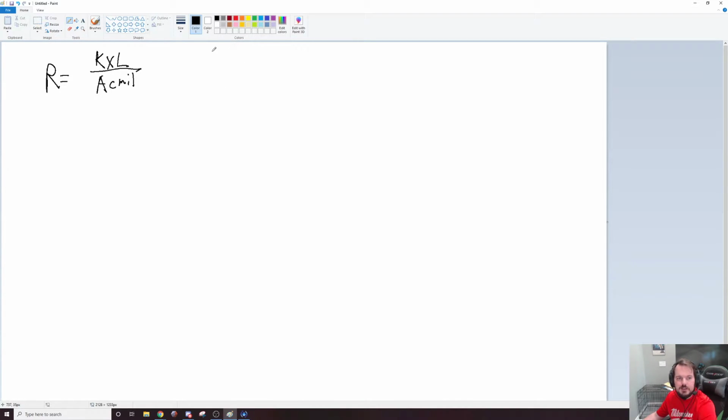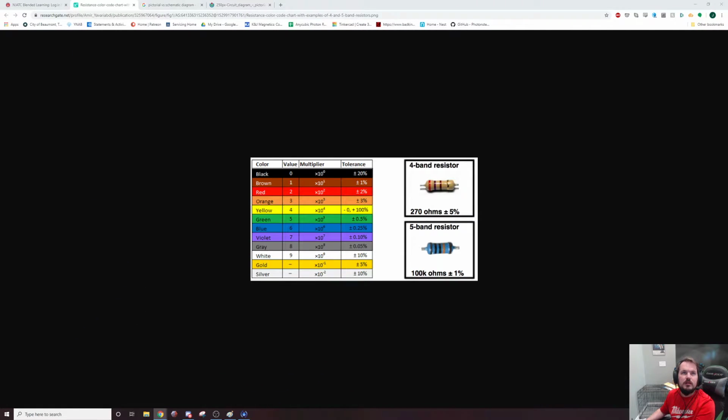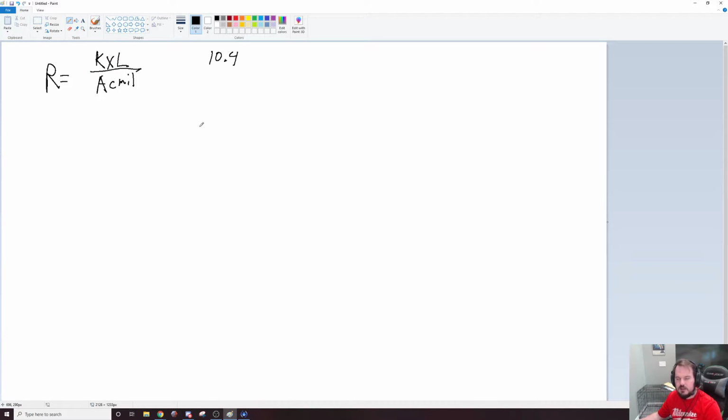So for this one, copper is 10.4, the length is 15,840, and we're going to divide that by the area. Okay, so it has a diameter of 16.2 mils.